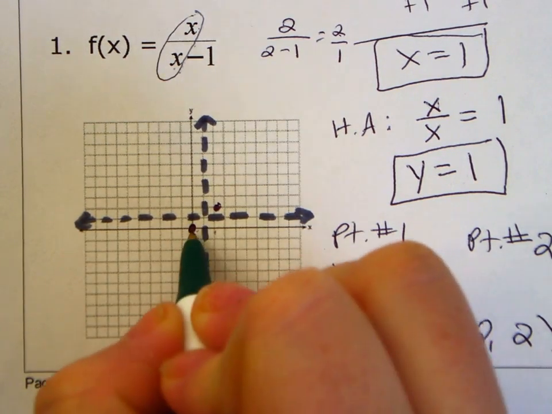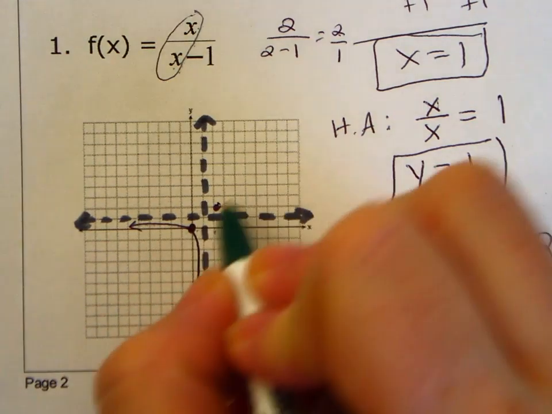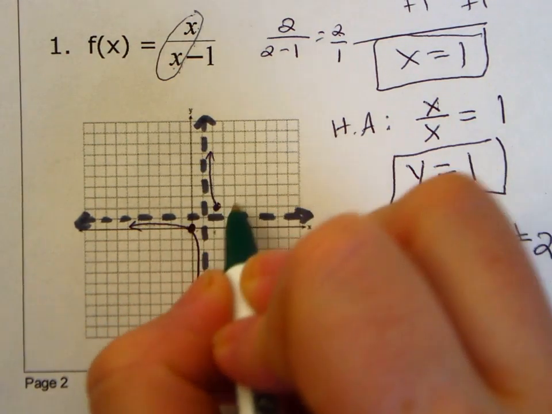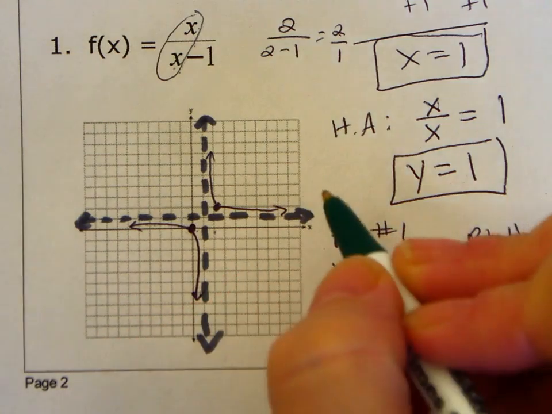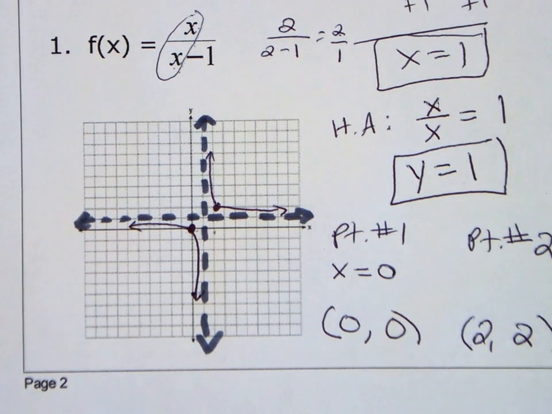Now that reflection actually works on the other type also. So in the other problems we were doing, if you do a reflection, you can find the second point that way also. All right? So this process is a little different.